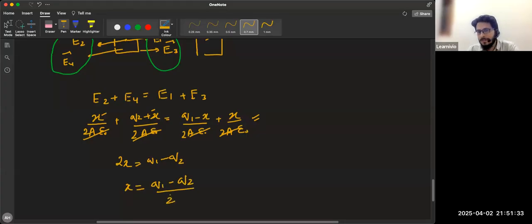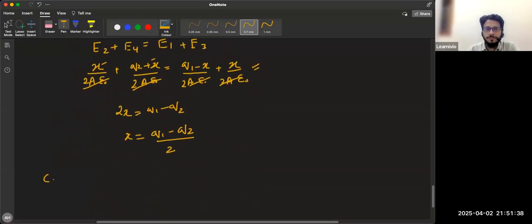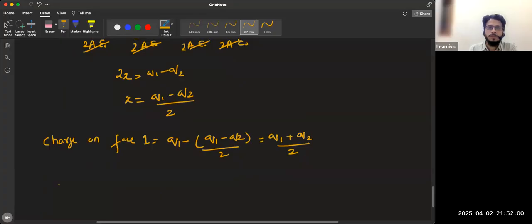So when you have x, that means you have charge on all four faces. On face 1, it's q1 minus x. So it's q1 minus (q1 minus q2) by 2. This will be (2q1 minus q1 plus q2) by 2, so that is (q1 plus q2) divided by 2. On face 2, the charge is equal to x, so it's just (q1 minus q2) by 2.